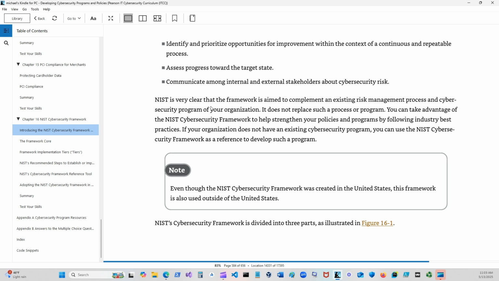Okay, NIST is very clear that the framework is aimed to complement an existing risk management process and cybersecurity program of your organization. It does not replace such a process or program. You can take advantage of the NIST cybersecurity framework to help strengthen your policies and programs by following industry's best practices. If your organization does not have an existing cybersecurity program, you can use the NIST cybersecurity framework as a reference to develop such a program. Note, even though the NIST cybersecurity framework was created in the United States, this framework is also used outside the United States. The NIST cybersecurity framework is divided into three parts. So this is basically saying what I've been saying.